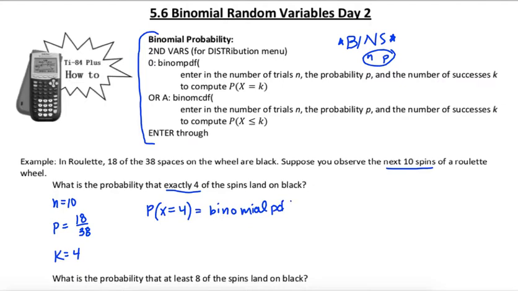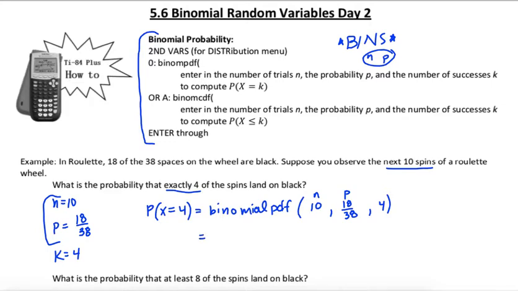So just like when we see normal and we go, woohoo! When we can recognize these two pieces, we can go binomial. And so we're going to put that in our calculator. We have n trials. We have p, 18 over 38. And we're looking at 4 here.